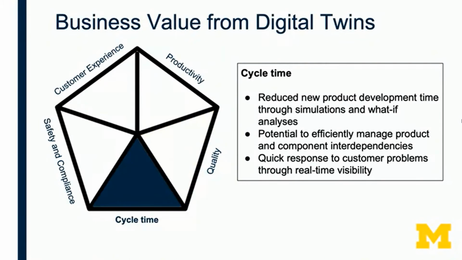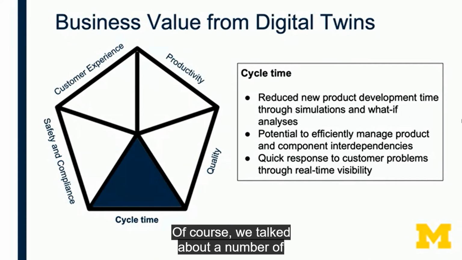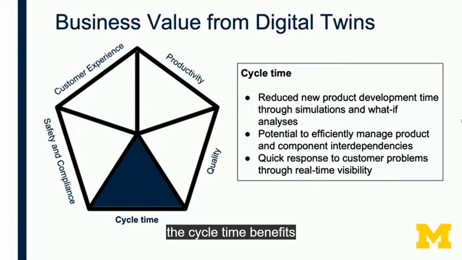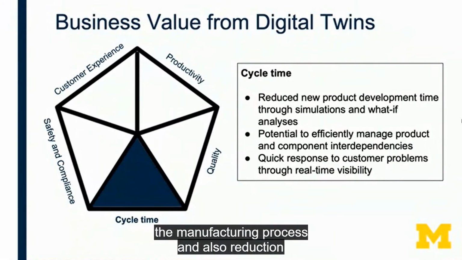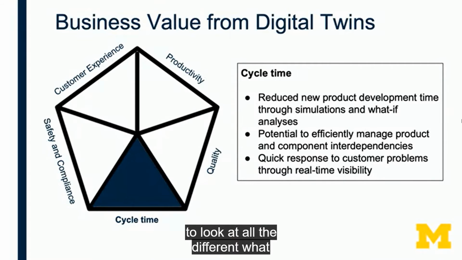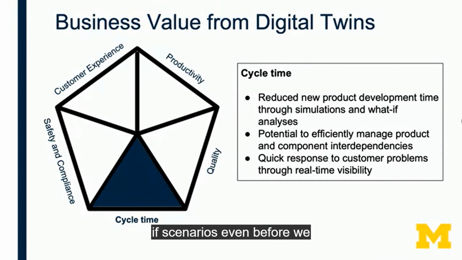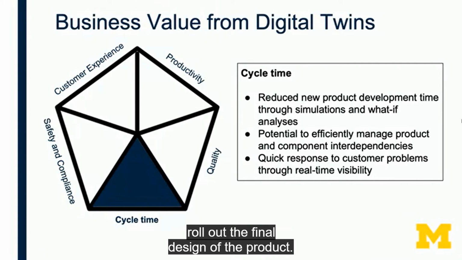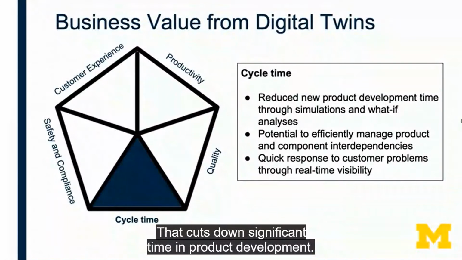Of course, we talked about a number of the cycle time benefits, because of the reduction in each stage of the manufacturing process, and also the reduction in the testing of the concepts to get new product development. Those can be reduced with this capacity for modeling and simulation that comes with digital twin capability to look at all the different what-if scenarios even before we roll out the final design of the product. And so that cuts down significant time in product development.